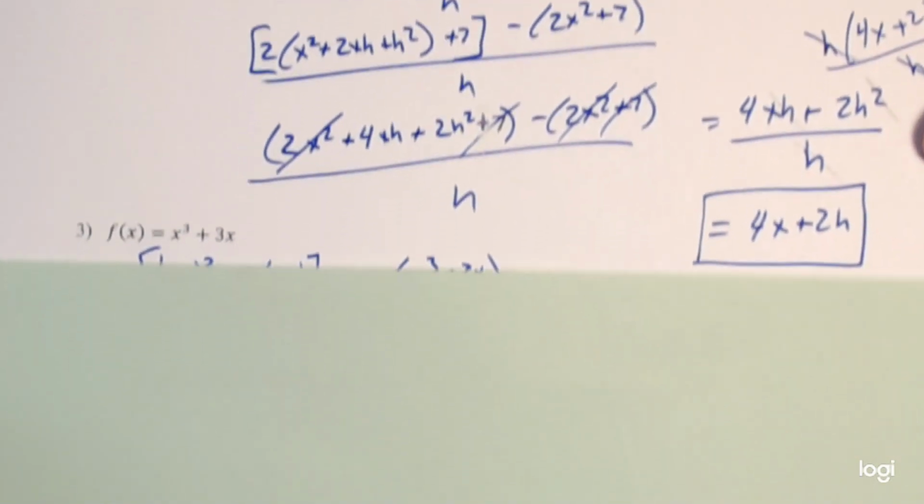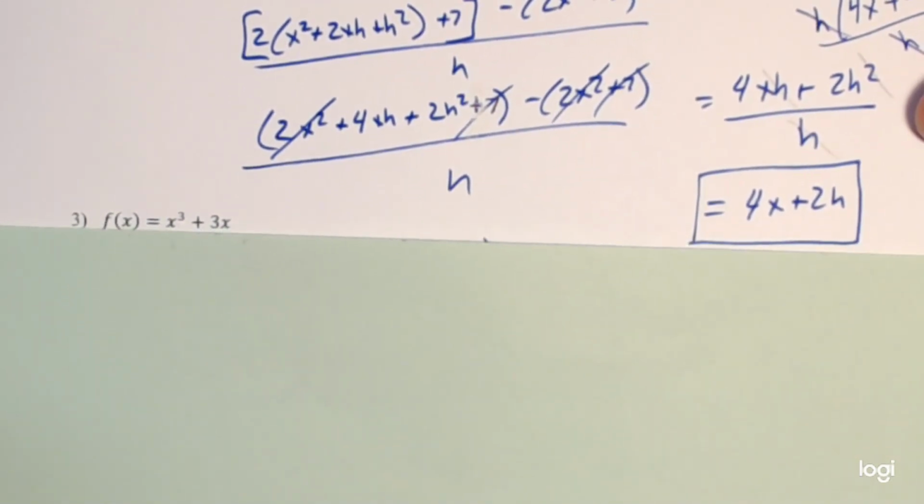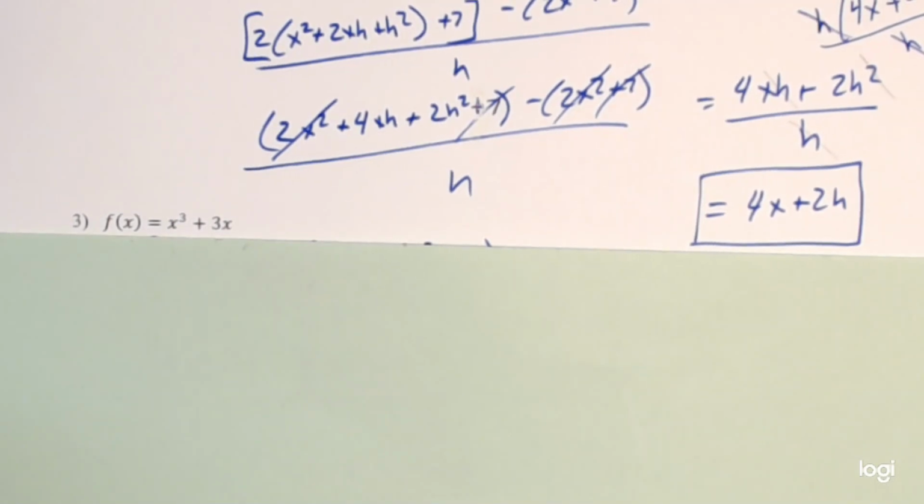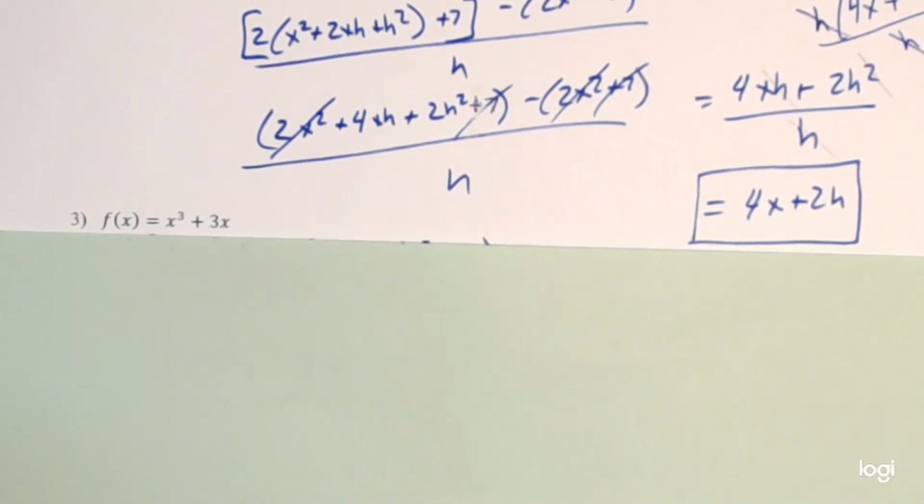All right, number 3, a little bit tougher. We've got a cubic, x cubed plus 3x. Again, I'm going to give you a second to pause it and see what you can do. Notice at the top of the page, x plus h cubed is given.